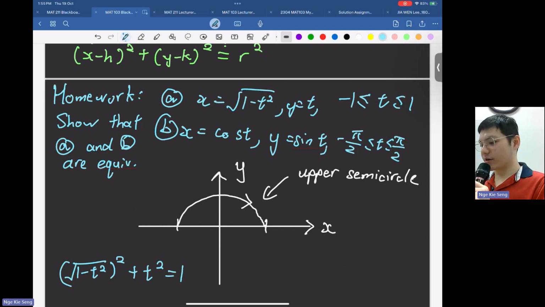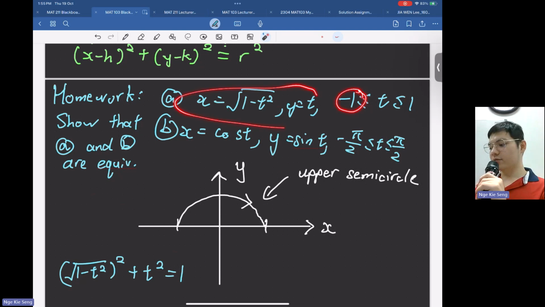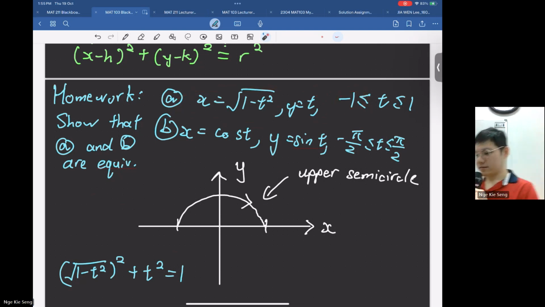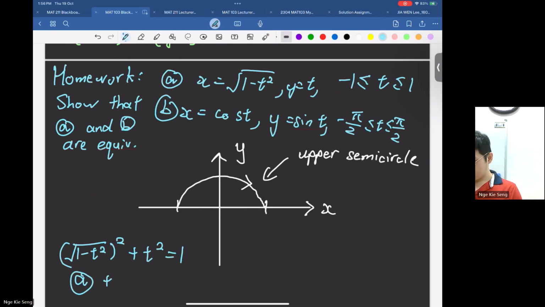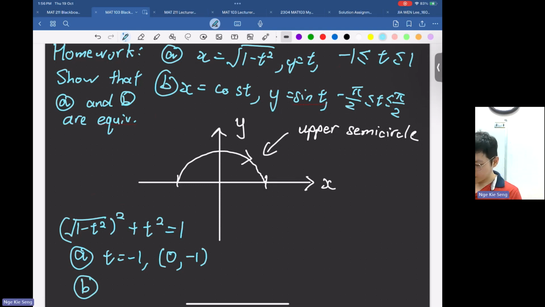So in particular here, you can also test points. There are two obvious points you should test: the two endpoints, -1 and 1. If you plug -1 and 1 in, what do you get? When t equals -1, what do you get? 0 and 0? You sure? 0 or which one? 0, okay, 0 and then -1. How about t equals 1? You also get 0 and 1.